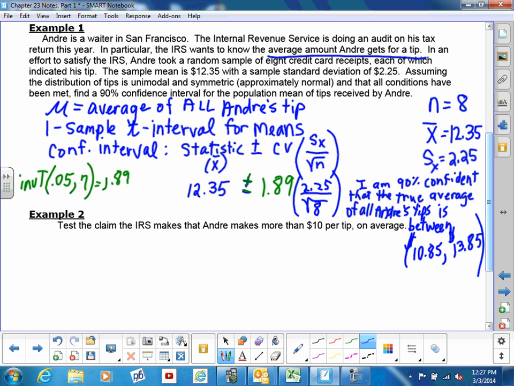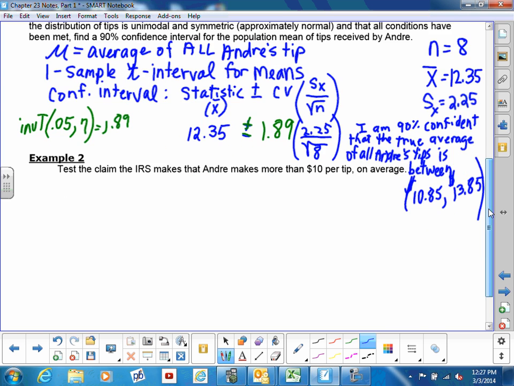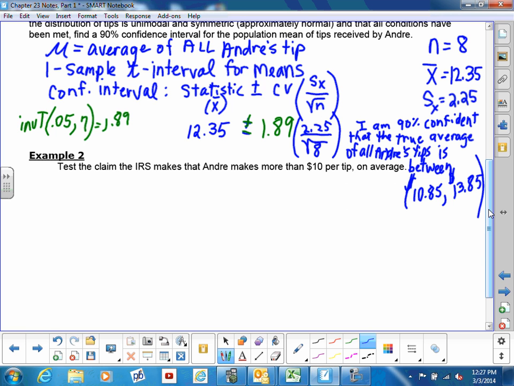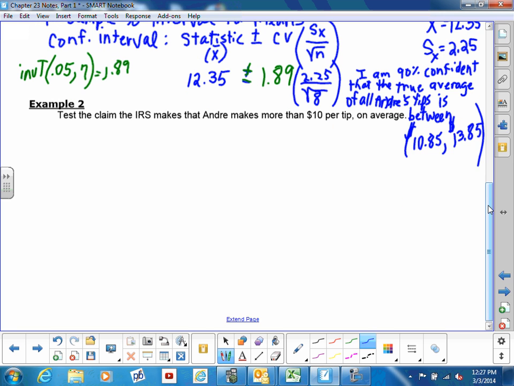All right. So, that's a PANIC model without the A, because we're going to talk about the assumptions tomorrow. They're really pretty much the same. I just want to tweak some details, but we don't have time on that today. So let's do this PHANTOMS model. This is test the claim that the IRS makes Andre makes more than $10 per tip on average. Okay? So that means it's the same thing. Our mu is actually still the same thing. So let's go straight to the null hypothesis.